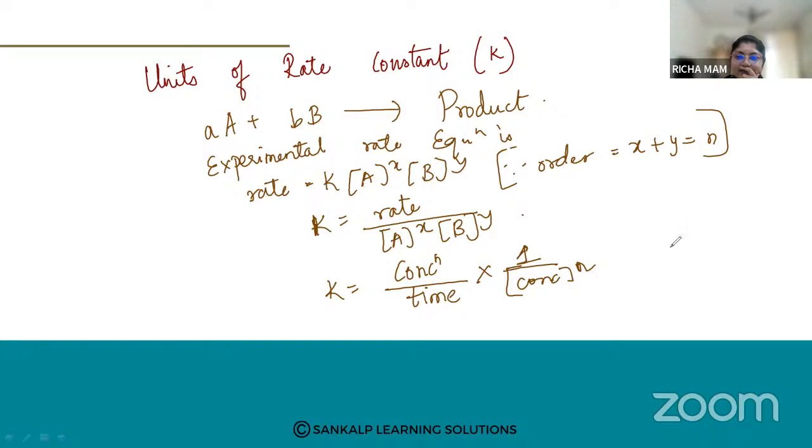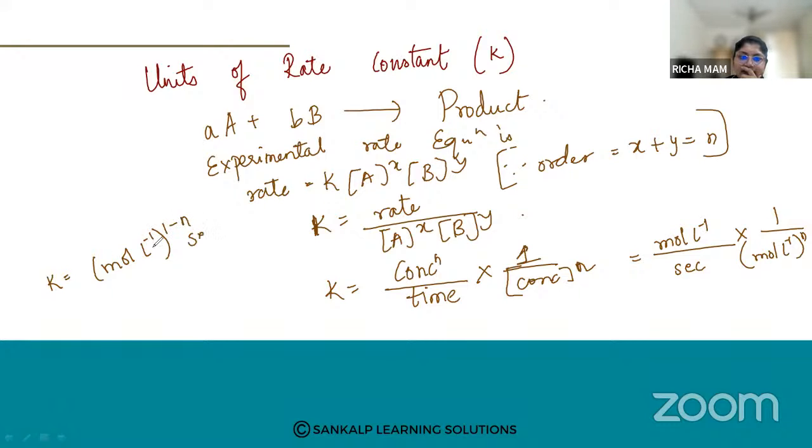Right, so let us see what concentration is. Concentration is nothing but mole per liter, and time is in seconds. So the rate is mole per liter per second, divided by concentration, mole per liter, raised to n. So the constant K equals (mole per liter) raised to (1 minus n), per second. This is the unit of the rate constant.